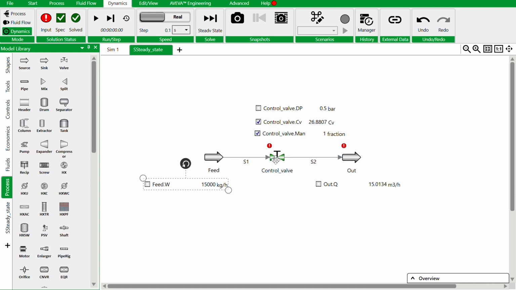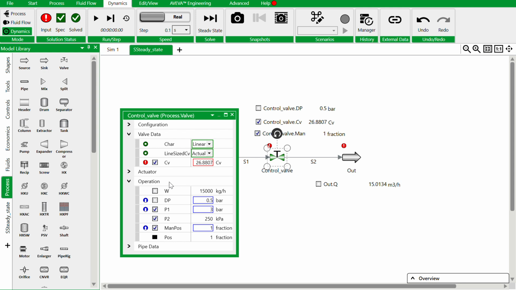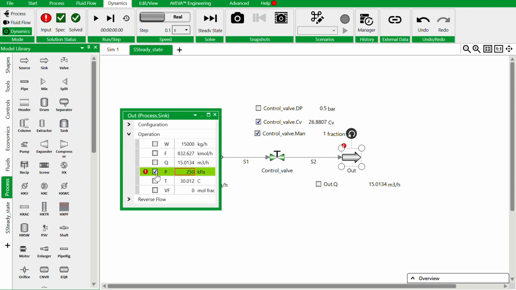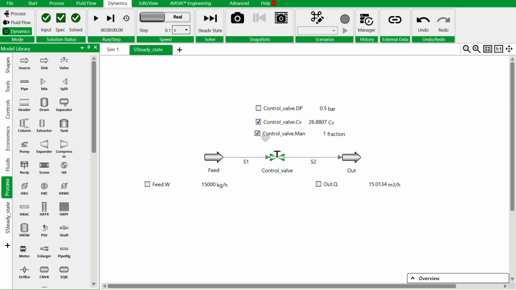Before moving forward, we can check whatever input is required in the dynamic model. We can change the control valve CV, and based on that, you will get the flow rate. Initially, we can consider 26 as it is. The pressure drop is also the same, and the outlet pressure is solved in the dynamic state.